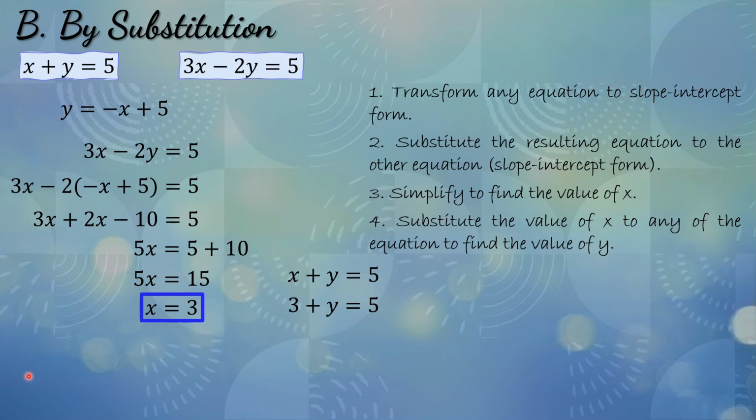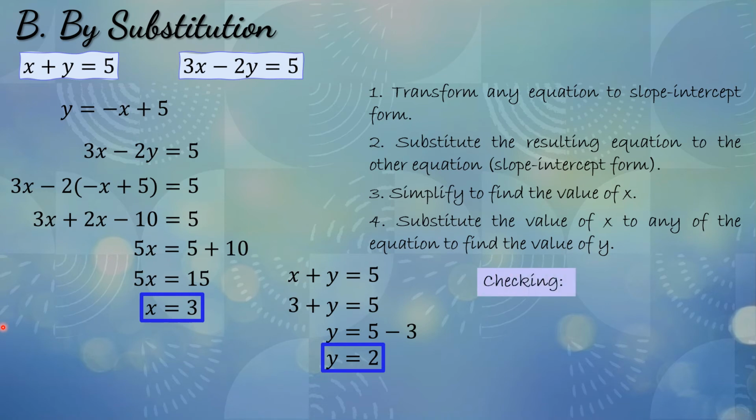Transpose positive 3 to the right side of the equation, kaya magiging y equals 5 minus 3. Therefore, the value of y is positive 2 because 5 minus 3 is 2. Okay, kapag ang ginamit naman natin ay ang pangalawang equation, ganun din yung kalalabasan, which is 2. Okay, we already have the values of x and y. Paano natin malalaman kung tama yung ating sagot? That is by means of checking.